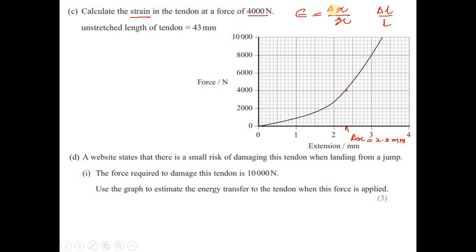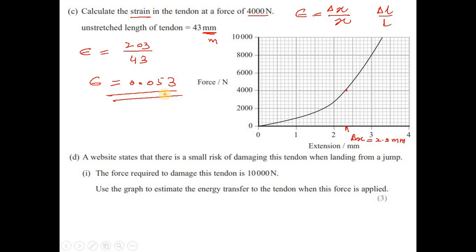Because strain is the ratio between two same quantities, you don't need to convert these millimeter into meter. It's just a waste of time. I'm not saying you can't do that, but instead you just directly use this formula. So epsilon, or strain, is 2.3 divided by 43, so strain is 0.053, and there must be no unit for strain because it is a ratio between two same quantities. So this is the strain in the tendon.